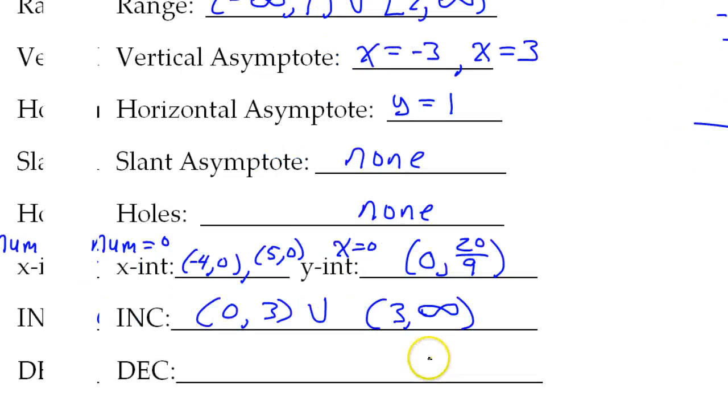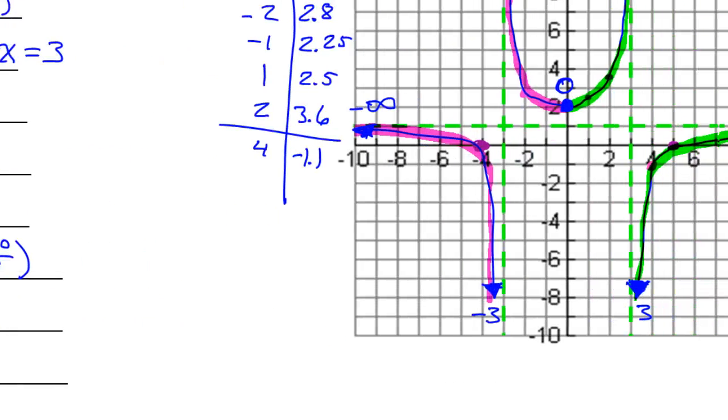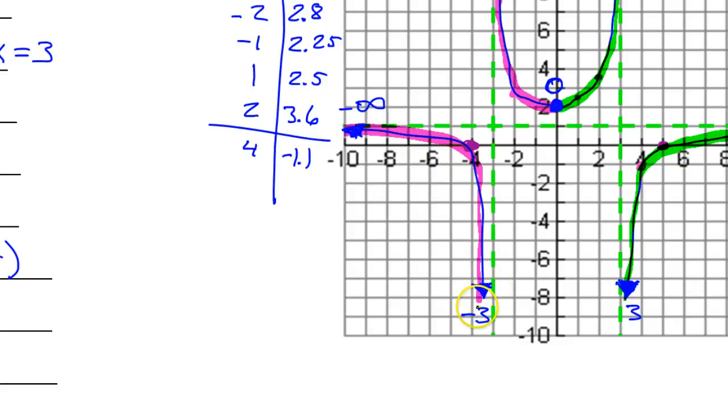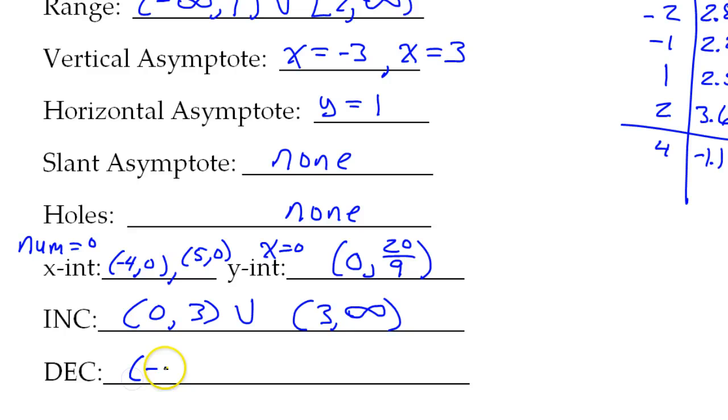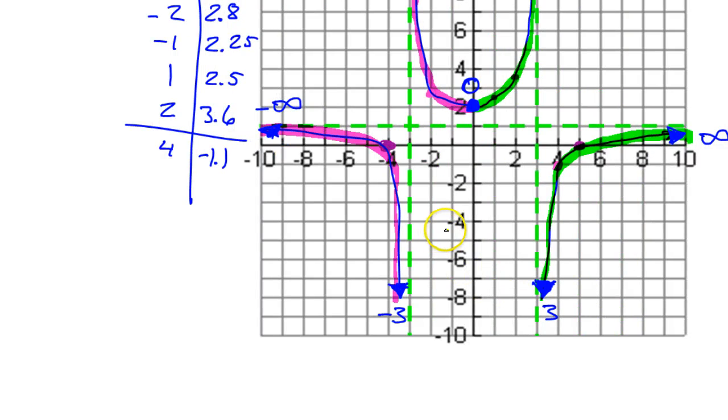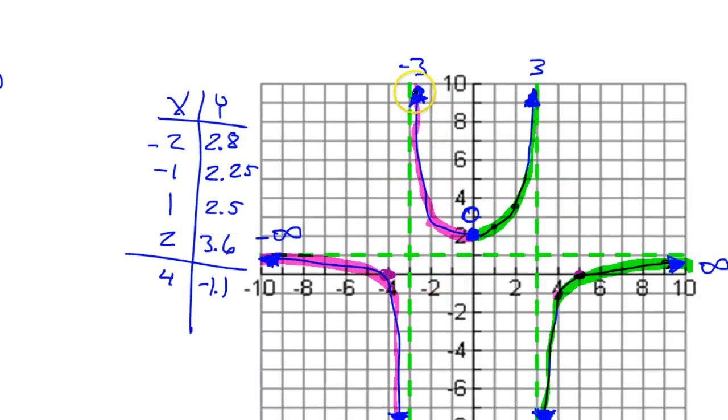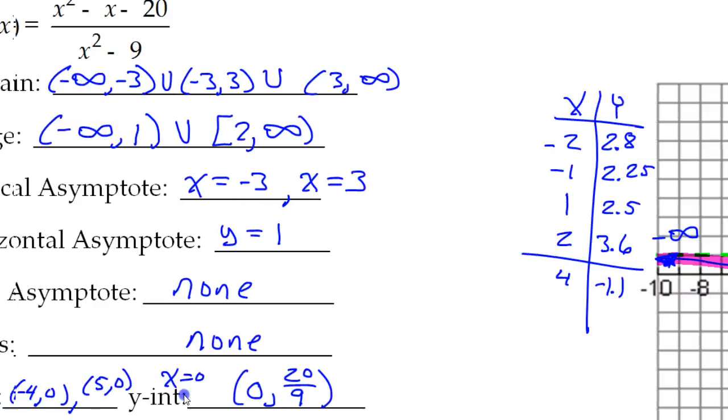Okay, and decreasing intervals were the pink zones. So negative infinity to negative 3. And then we had another one from negative 3 to 0, x values. That's why it's negative 3 to 0, it's x values.